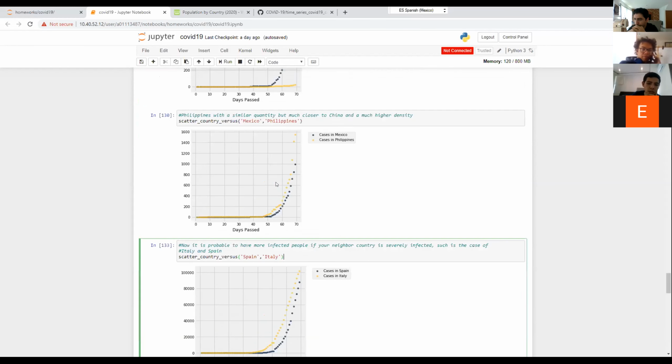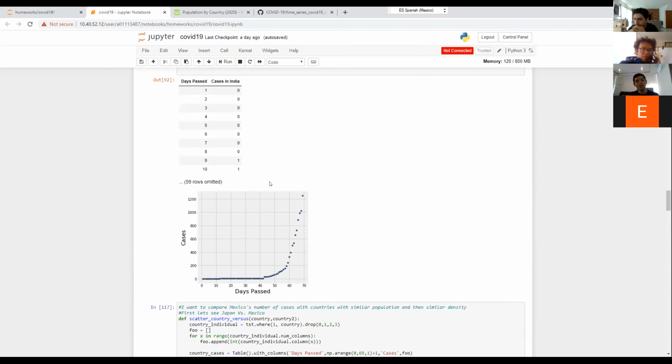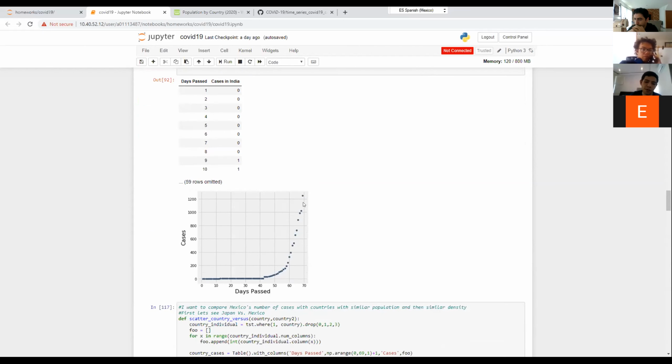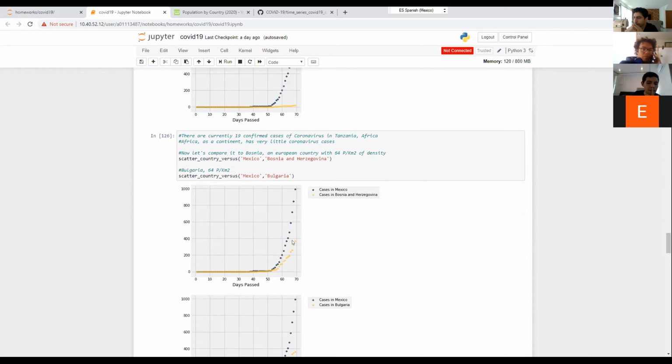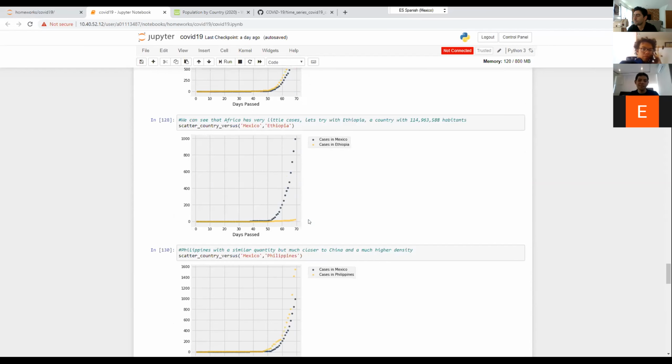And also I graphed India. How does India, having 10 times more population than Mexico and way higher population density, have a graph similar to the one of Mexico? And it's a thought process. It's not so much about the technical stuff.